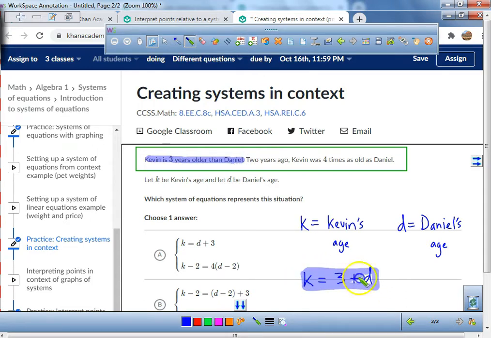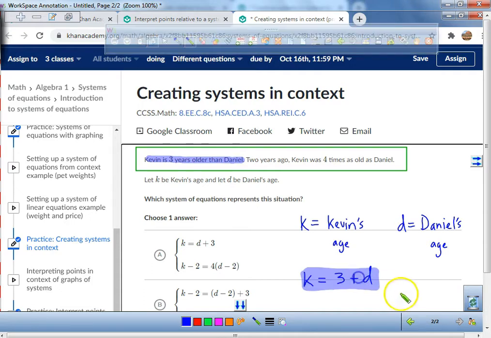Does that make sense, everybody? Just literally 3 years older. It's like 3 plus D. Now this is the part that's kind of confusing. This is the part that's awesome.